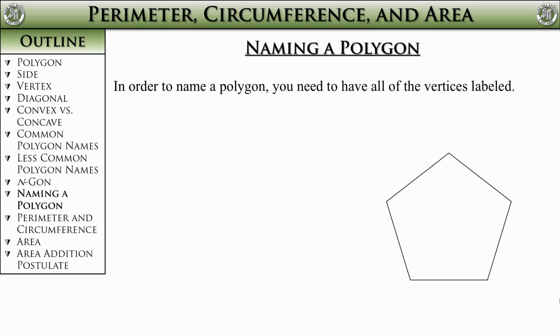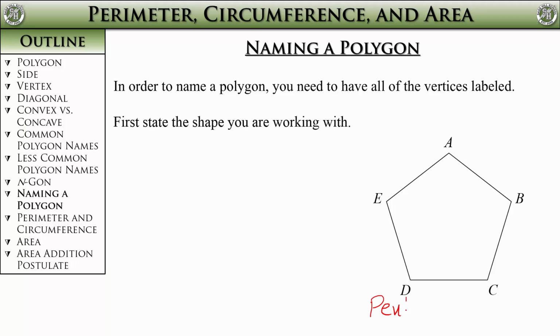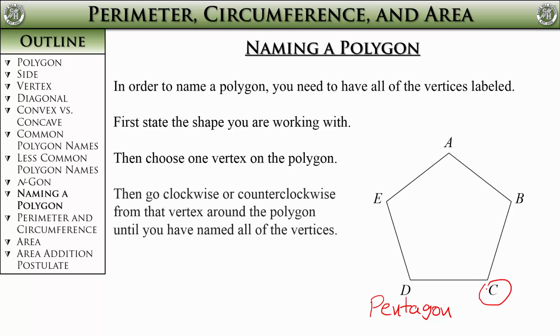When you want to name a polygon, we need to have the vertices labeled. So let's do that now. With those letters in place, we first state the name of the shape we are working with. In this case, that's a pentagon. Then choose one vertex on your shape. It doesn't have to be alphabetically first. I'll choose C. With that point chosen, now go clockwise or counterclockwise around your polygon until you have named all of the vertices. I will go counterclockwise. If I go counterclockwise from C, I'm going to end up with pentagon C, B, A, E, D.